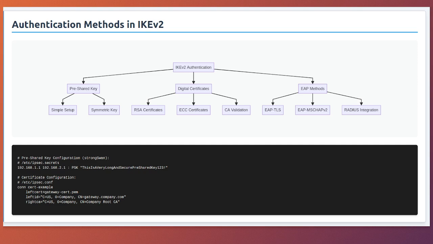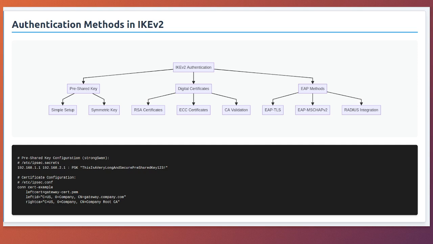EAP, standing for Extensible Authentication Protocol, opens up a world of possibilities. It allows integration with existing authentication infrastructure, like RADIUS servers, Active Directory, or even multi-factor authentication systems. EAP-TLS uses certificates within the EAP framework, while EAP-MSCHAPv2 can work with username/password combinations.